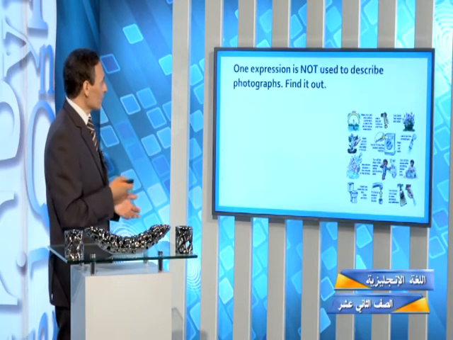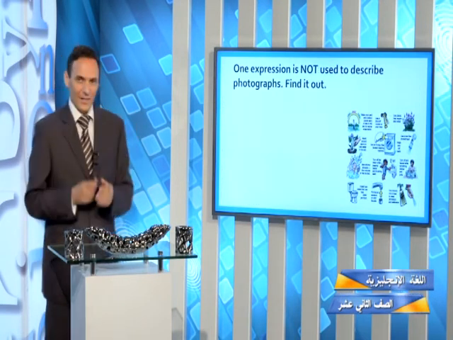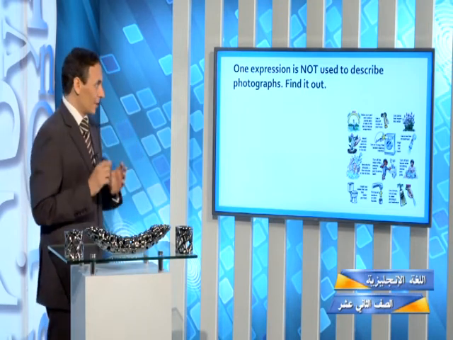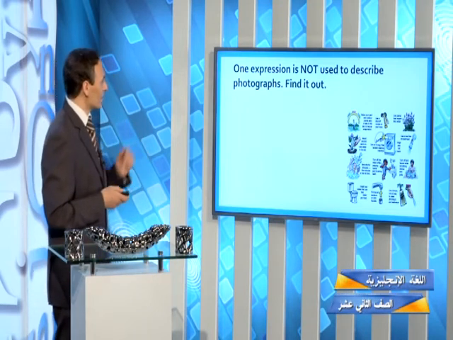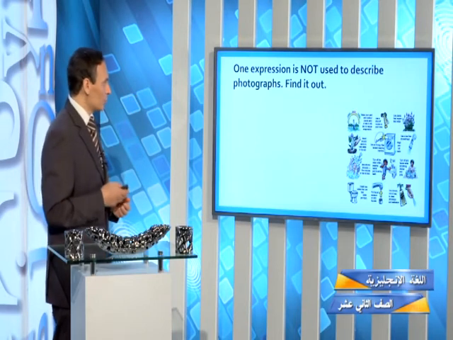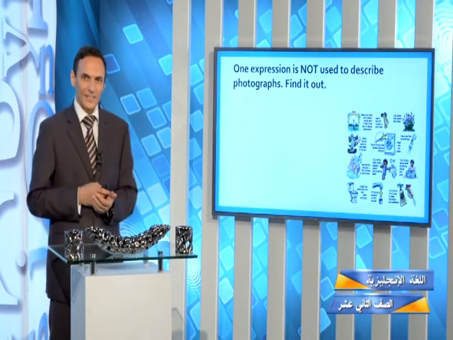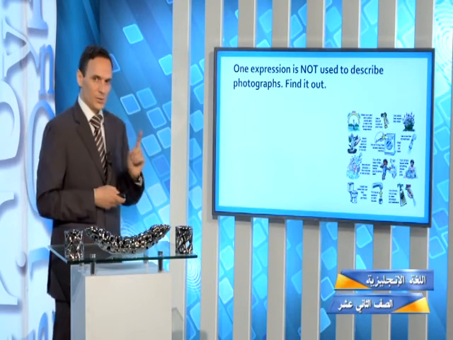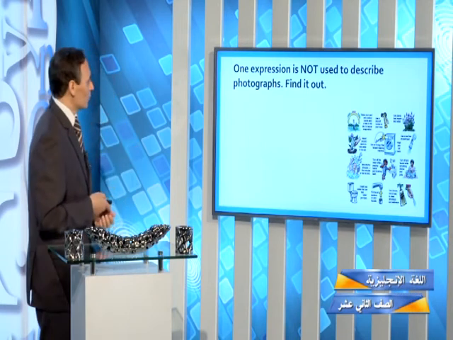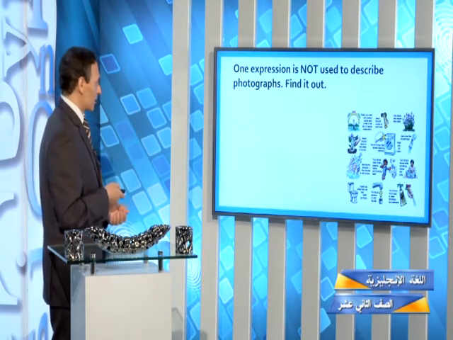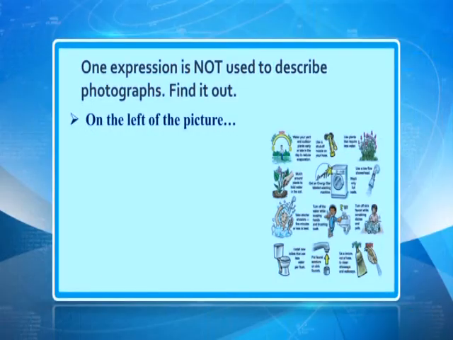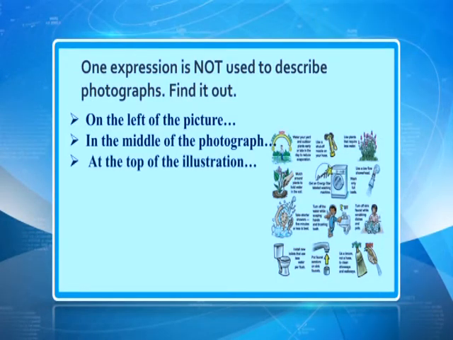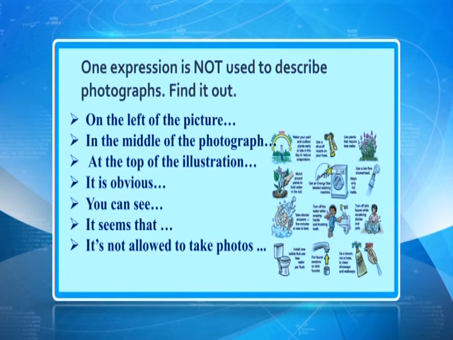Okay? Good. Now, here is an exercise just to test your understanding of what I've just said. One expression is not used to describe photographs. Try to find it out. Now, I'll go through the expressions again. One is not used to describe photographs. Try to find which is the expression. Okay? On the left of the picture, in the middle of the photograph, at the top of the illustration, it is obvious, you can see, it seems that, it's not allowed to take photos, and it's clear that.